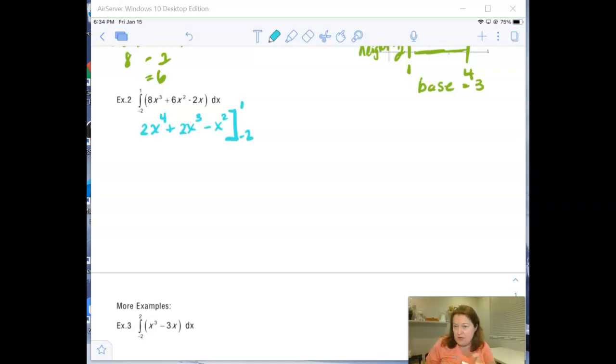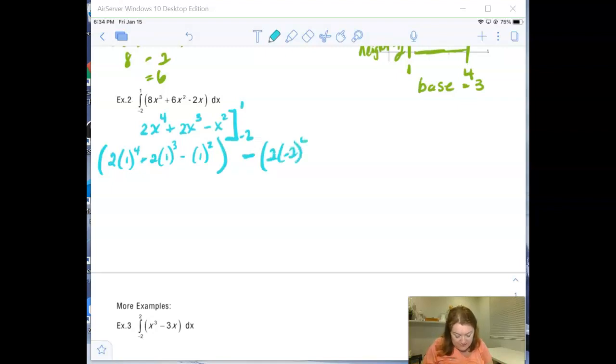Now notice this isn't just one term this time. So this time I might decide to use parentheses and go, okay, this is really 2 times 1 to the 4th plus 2 times 1 to the 3rd minus 1 squared. Okay, that's from plugging in the 1. Then we have a minus sign. Then we have to do the same thing plugging in a negative 2. So a negative 2 to the 4th plus 2, a negative 2 to the 3rd minus negative 2 squared. And that's what I need to calculate. So just take your time, try not to make mistakes.